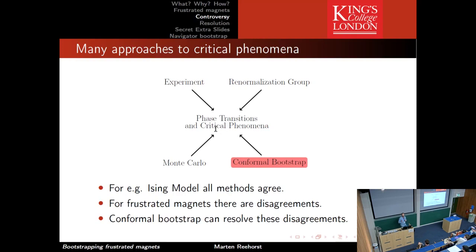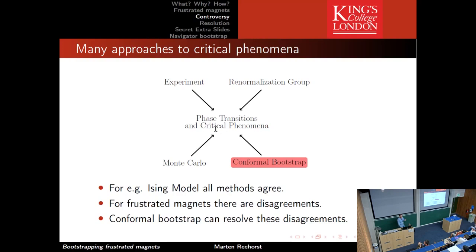Because, oh sorry, there's a question. Were the fixed points strongly coupled? Yes. So for example, you will study it in epsilon expansion, and you will go to epsilon equals 1 to get the three-dimensional case, which will be strongly coupled.